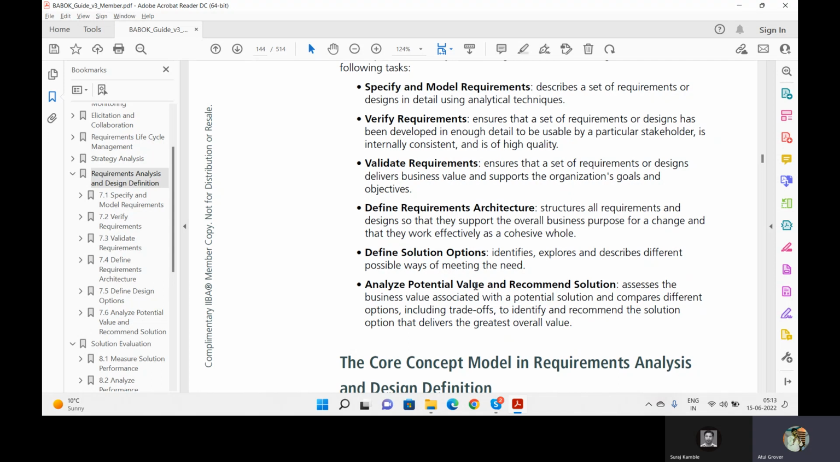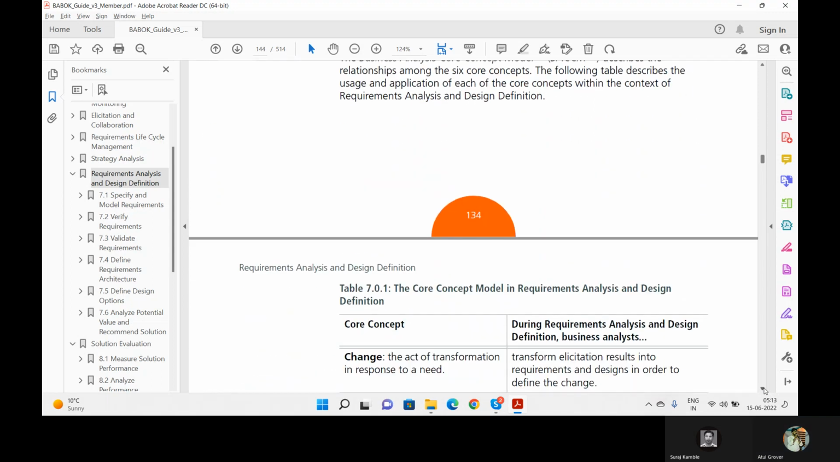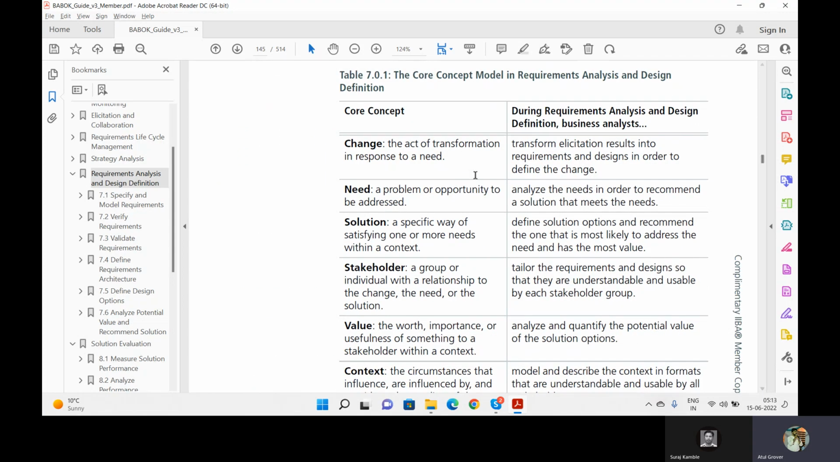Now, if I divide these 6 topics as per the BACCM model, our core concept model, how am I going to define this? What is change? This is to transform the elicitation results into requirements and design in order to define the change. That is the change here. Need. When you analyze it, kind of verifying in this part. Solution. Define solution options and recommend. This is the last one. Potential value in the recommendation part.